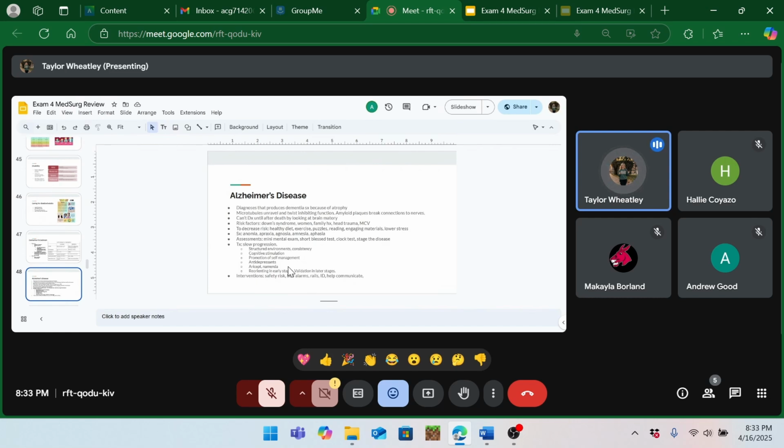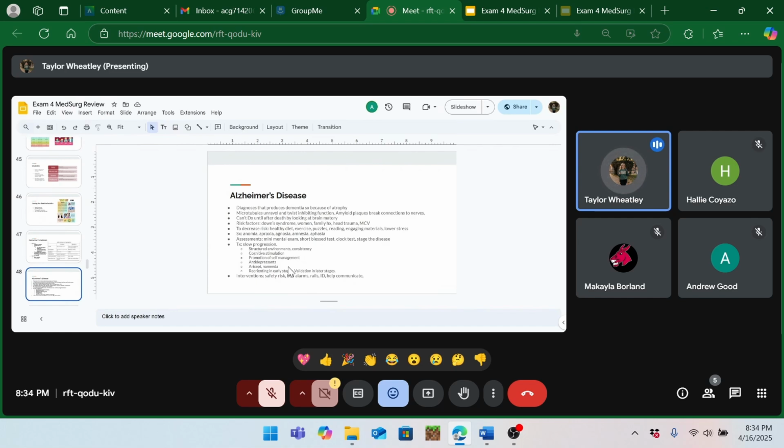And then these are the same assessments, the mini mental exam and the short BLESS test, and then also the clock test where they have them draw the clock, and sometimes they'll be all wonky. I'm pretty sure she showed a photo in class. And then you want to stage the disease. There is no true treatment, so you just want to slow the progression.